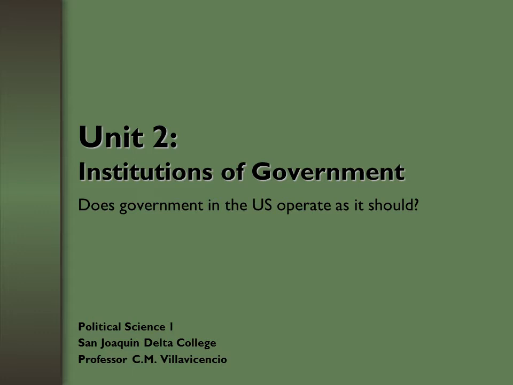Welcome everyone. This is Unit 2, Institutions of Government. Does government in the US operate the way it should? Let me just go ahead and begin by asking that question because in Unit 2 we're going to be looking at the three branches of government in more detail.